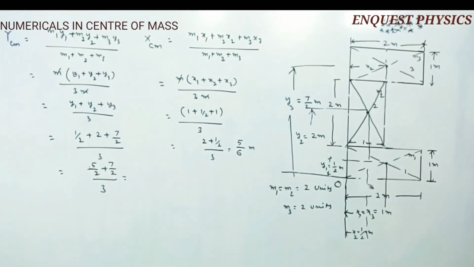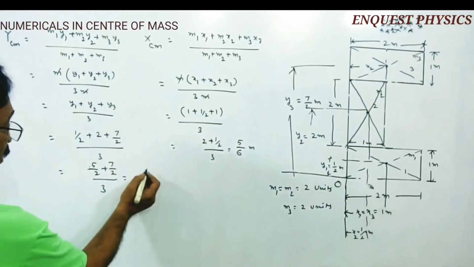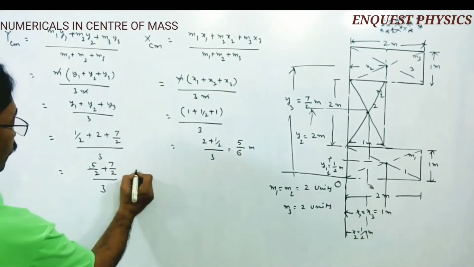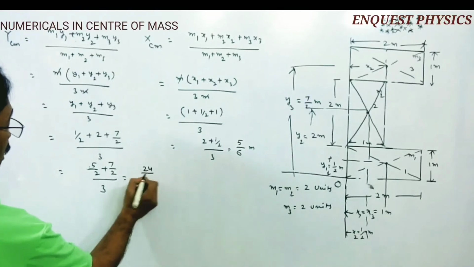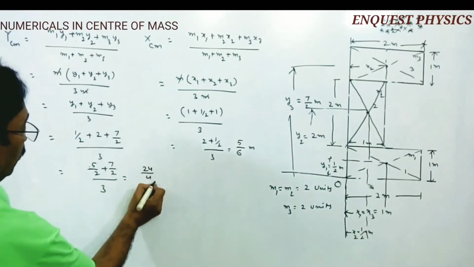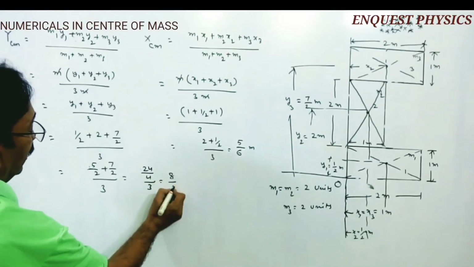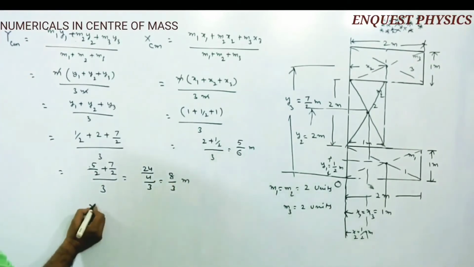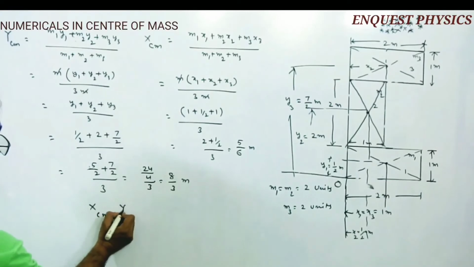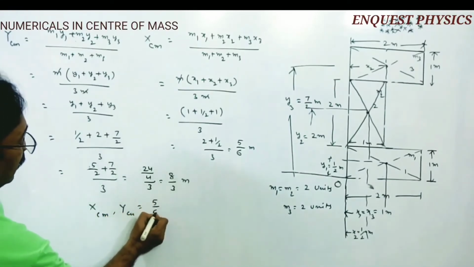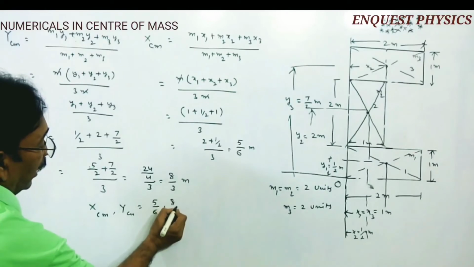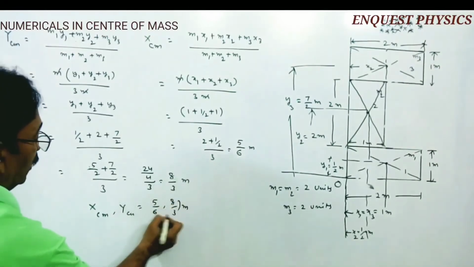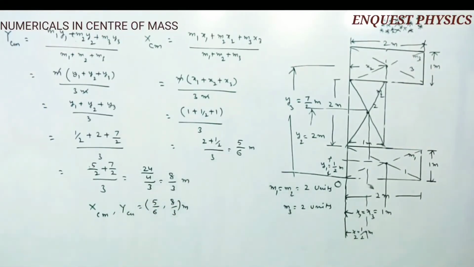Okay, okay, students, it is 24 by 4 by 3. It is 8 by 3 meter. In this way, you can find out the xcm and ycm as 5 by 6 and 8 by 3 meter. Okay, students. Here's the method to find out the center of mass of a three-body system. Here, by using the same method, you can find the different structures, students.